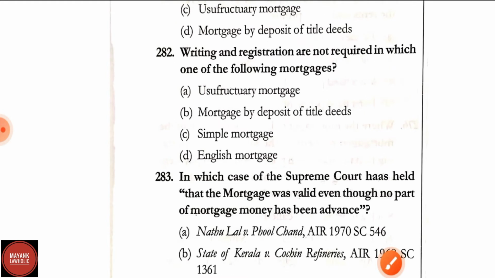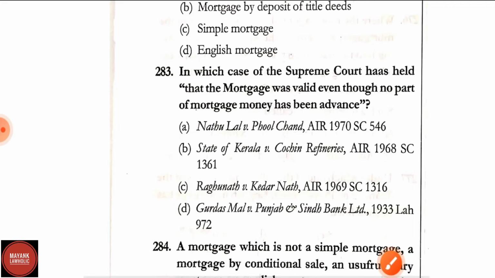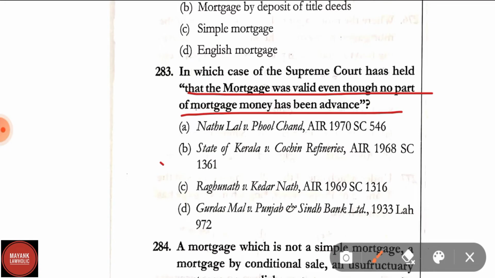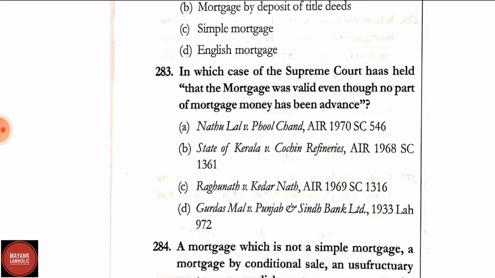Question number 282. Writing and registration are not required in which one of the following mortgages? Writing and registration is not required in mortgage by deposit of title deeds. Question number 283. In which case has the Supreme Court held that the mortgage was valid even though no part of the mortgage money has been advanced? Correct answer is option B, State of Kerala versus Cochin Refineries, AIR 1968.